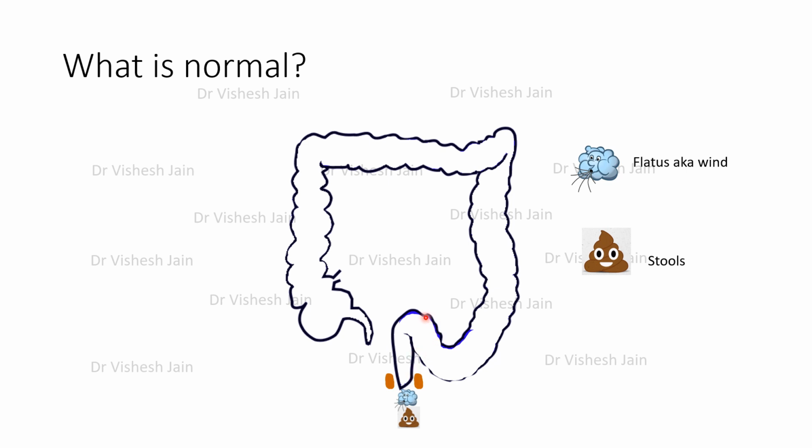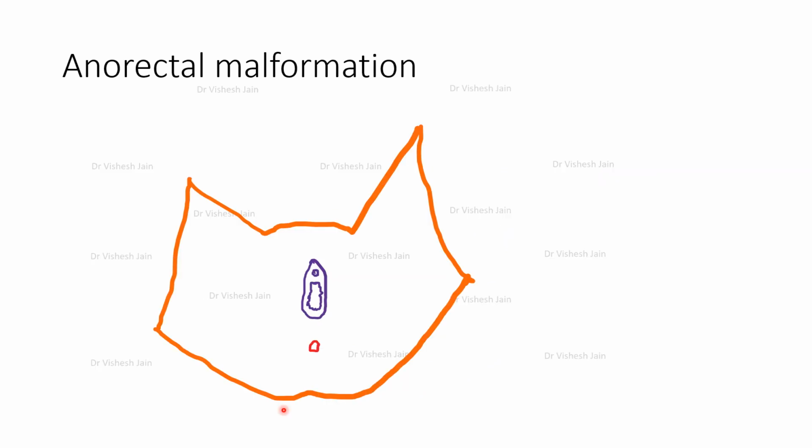So this is the rectum and this is the anus, and any problem in the development of these structures is called anorectal malformation. Now this is a line diagram of the perineum of a female, and this is the female genital organ, in which this is the vagina and this is the urethra through which urine is passed, and this red circular opening is the anus. Similarly, in males, this is the male genital organ, and this red round structure is the anus.